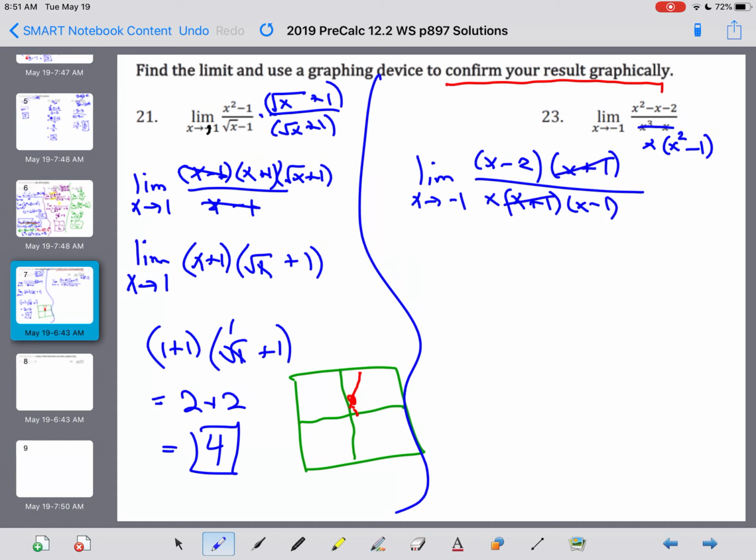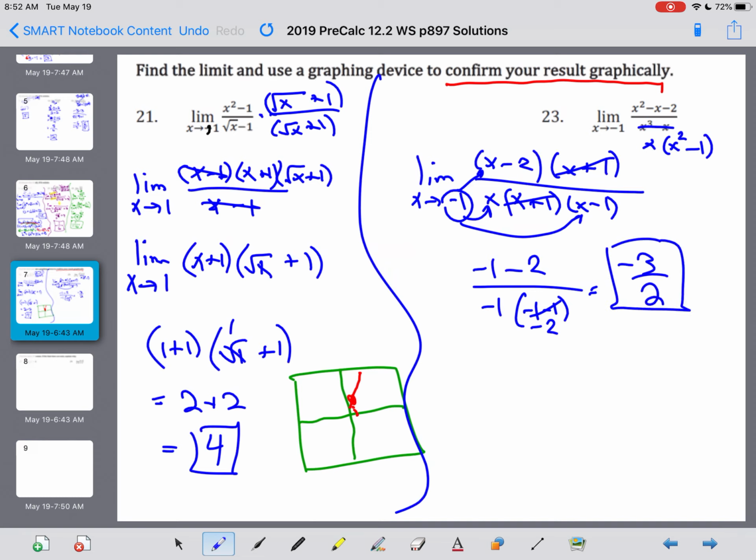So now, like before, we can do that. And so now I can start plugging in. And I'm going to get these -1 values. So in the top, I'm going to get -1 minus 2. Okay. In the bottom, I'm going to get -1 times -1 minus 1, which is -2. So I'm going to get -3 over +2, final answer.